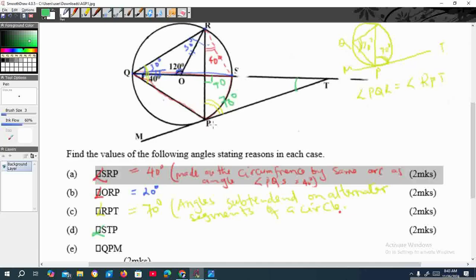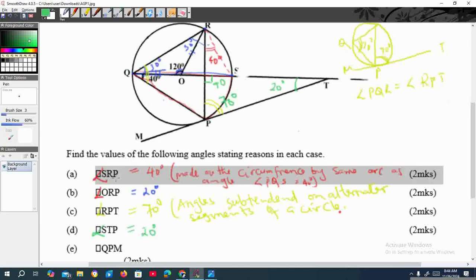So looking at this triangle PST, this will be 90, this will be 70. 90 plus 70, that will be 160. If you subtract from 180, this will give you 20 degrees. So the angle STP will be 20 degrees.